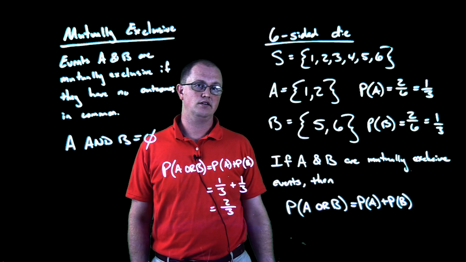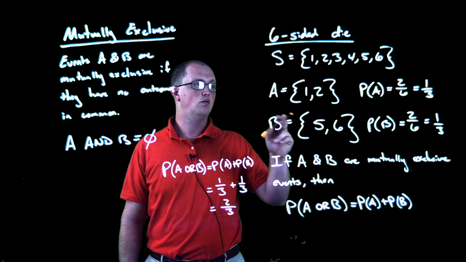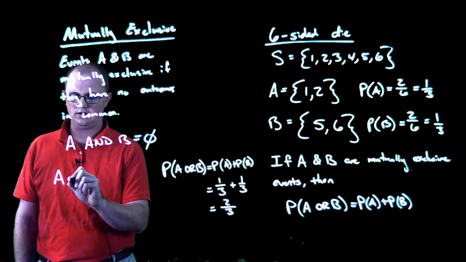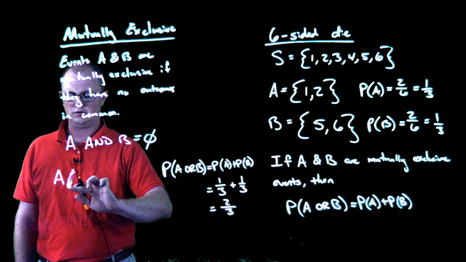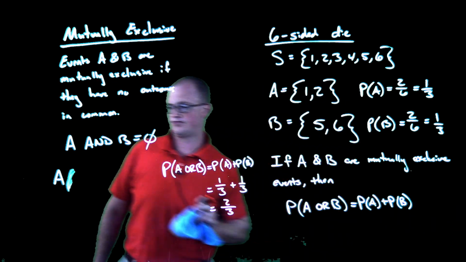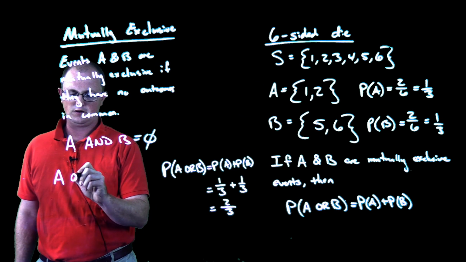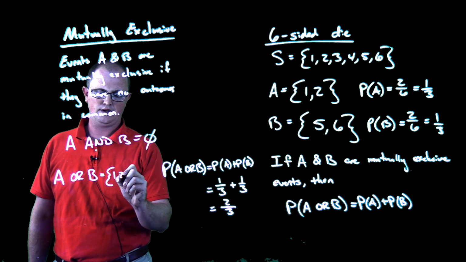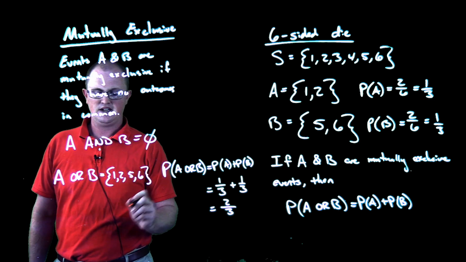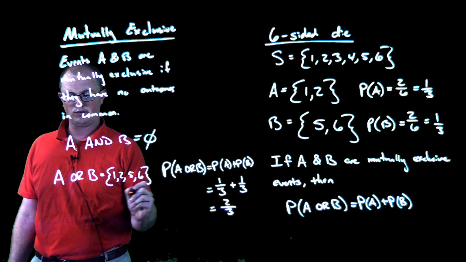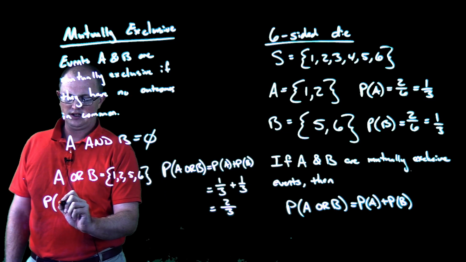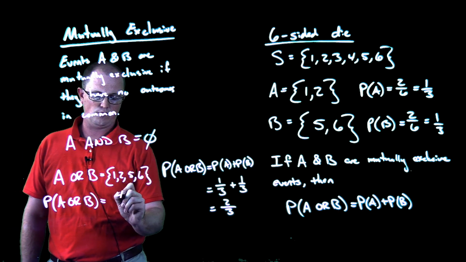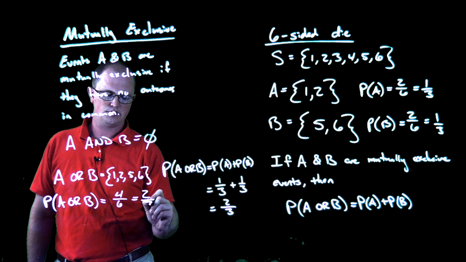And we can check that by saying, well, what are the outcomes that are in A or B? If I say A or B, and just write down what's in that event, that's 1, 2, 5, and 6. And so using our previous method of calculating probabilities, we would say that the probability of A or B is equal to 4 out of 6, or 2/3.